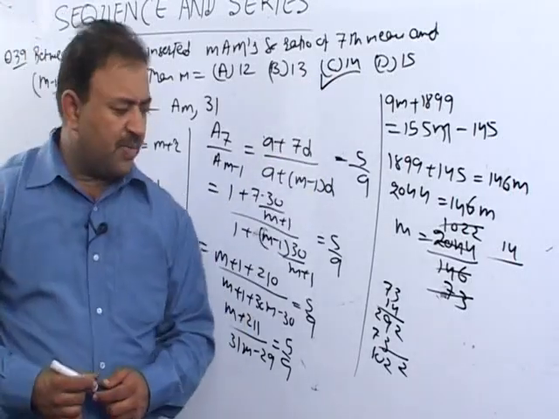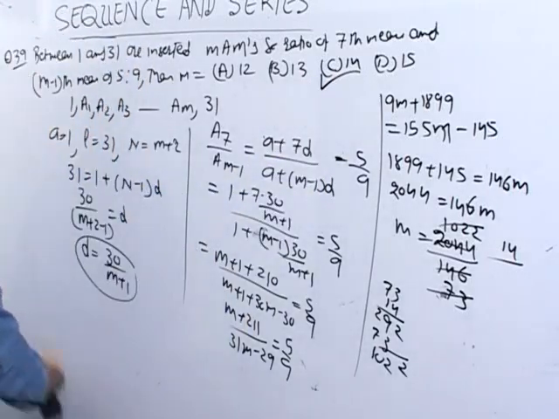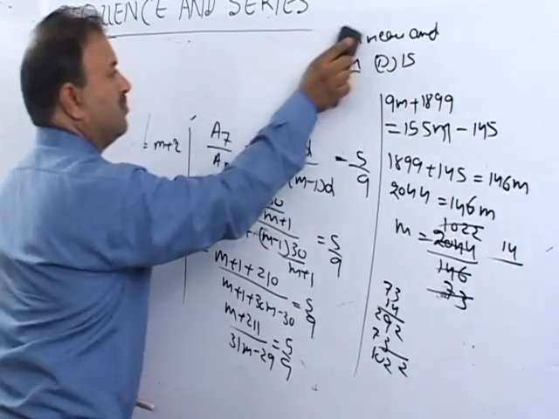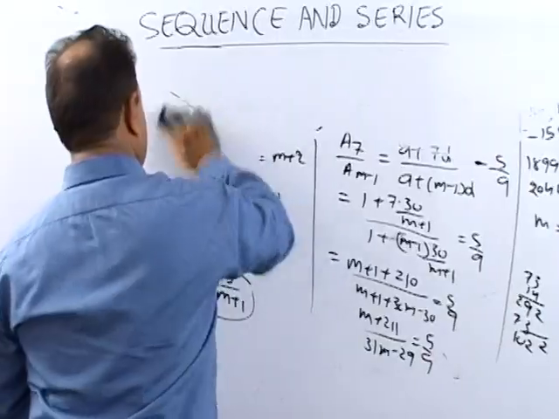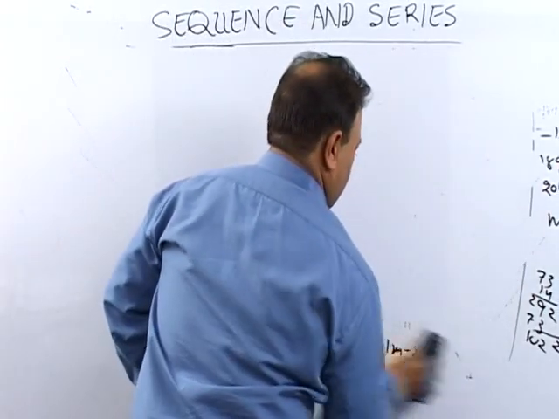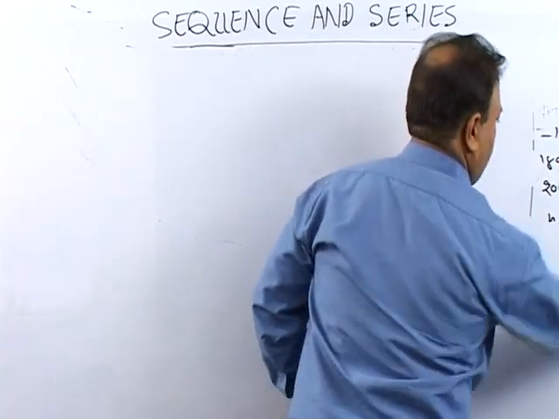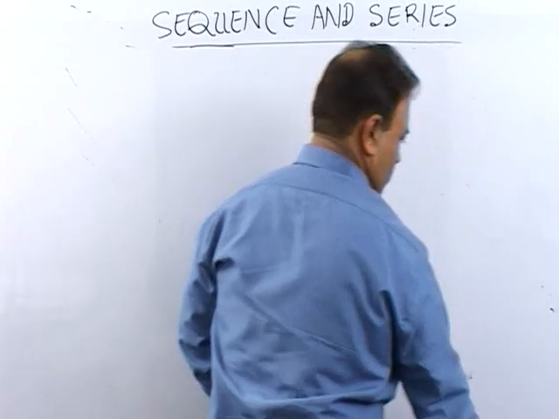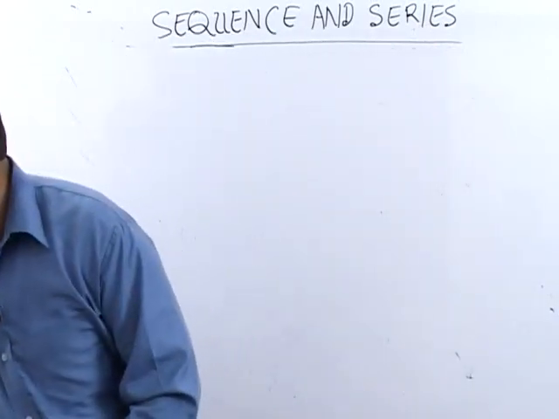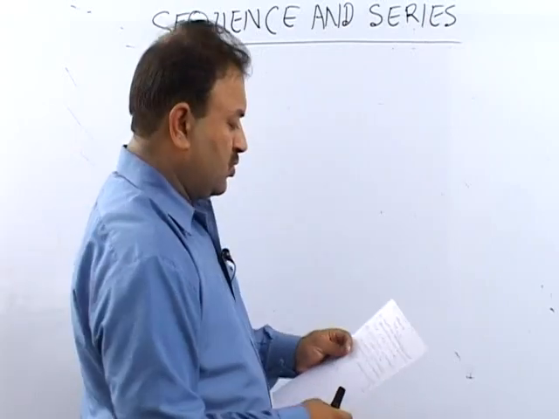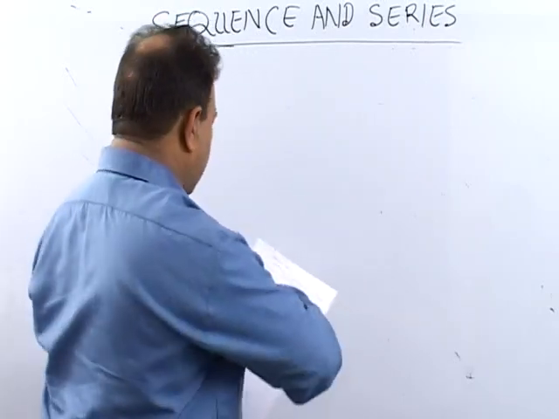Next problem of arithmetic mean is, this question is not a part of the booklet, so for better understanding I am giving an example from my own.